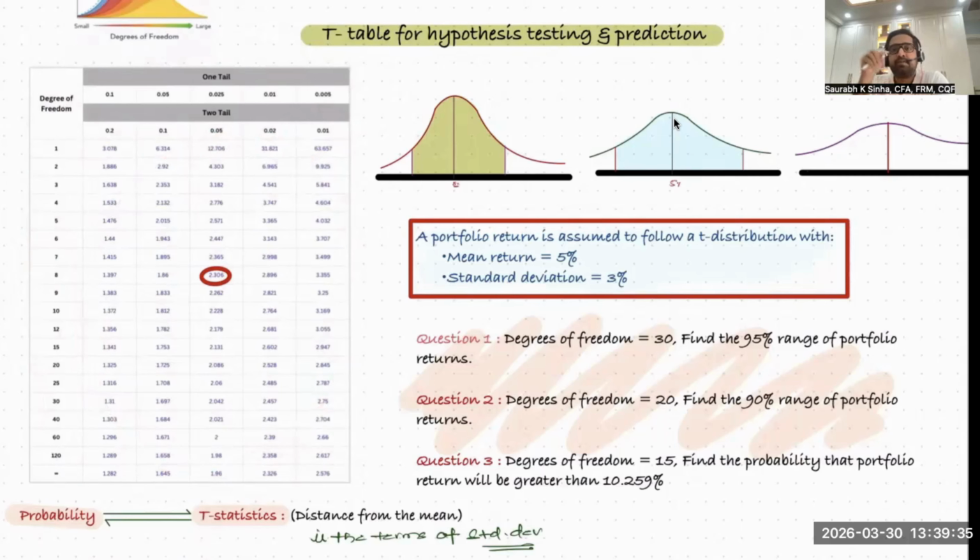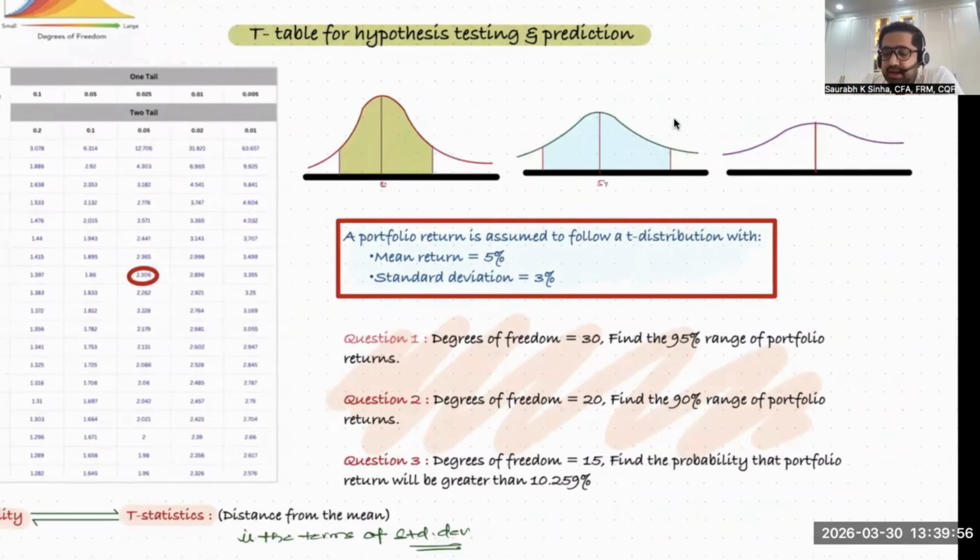Now we understood where the T-statistics is, where the probability is, and where the degree of freedom is. So what do we have to do? We have to look into some examples and test ourselves on whether we are able to convert a probability into T-statistics or not. Okay, so let's read our example.